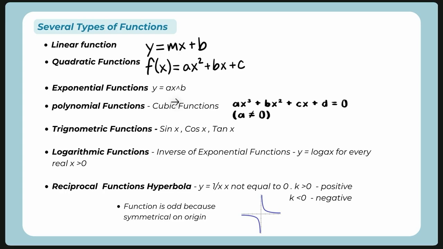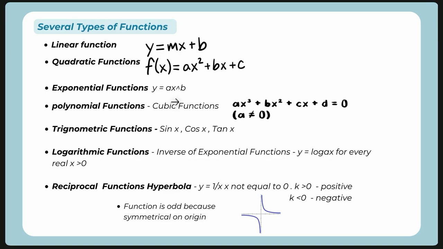Then we have polynomial functions. They're basically cubic functions, which means the exponent is cubed, as the name suggests. So the function would be equal to ax cubed plus bx squared plus cx plus d, where a is not equal to 0.